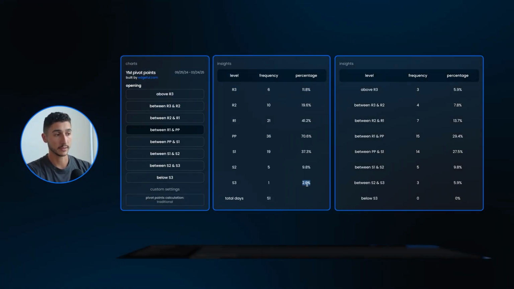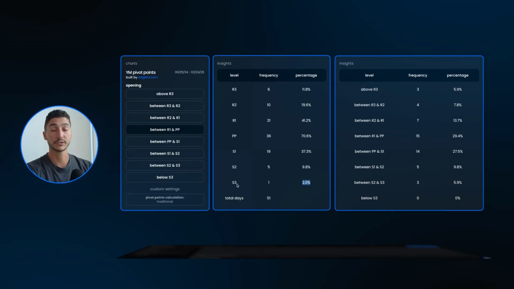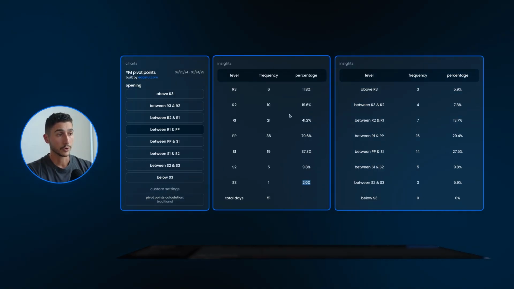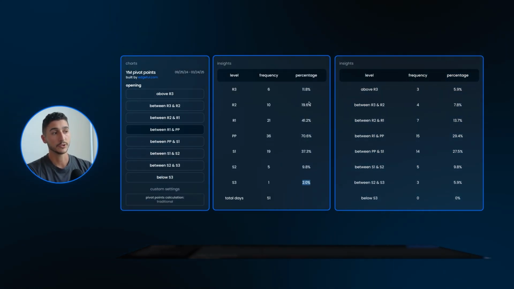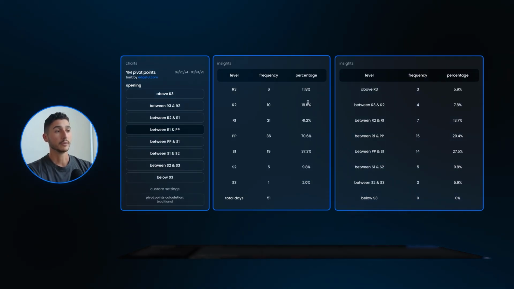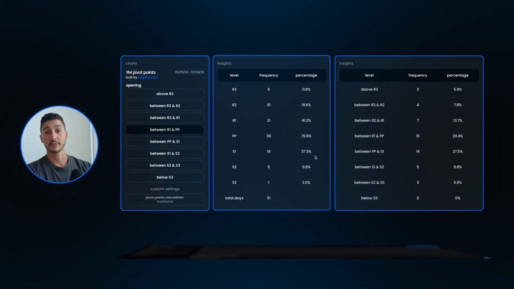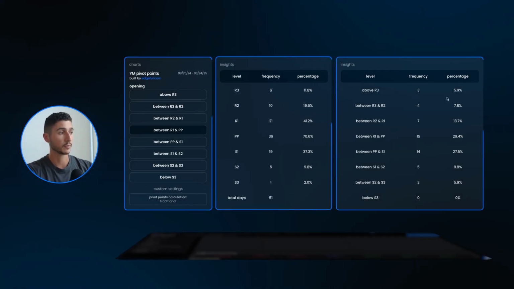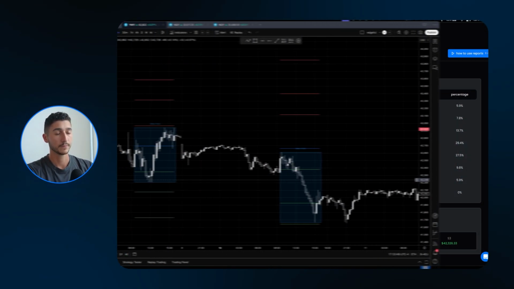You don't want to expect it to get to S3 either. Now, if you're in a trade, let's say you are long, you can target R1, but you don't really want to target R2. Price is probably not going to make it there. So this is great to understand the probabilities of price actually reaching your levels. And you can see them all right here. And this is where price typically will close on the day.